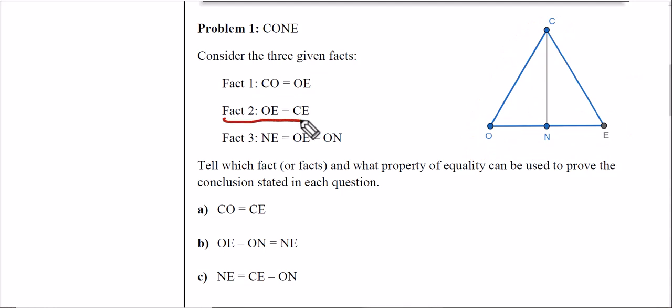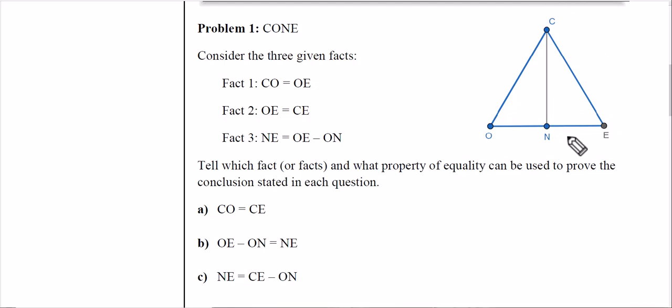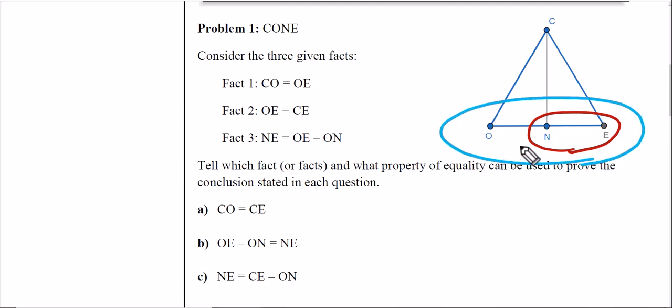Fact 2 is telling us that OE is the same length as CE. Okay? Now, you could think about relating fact 2 to fact 1, but we're not going to do that right now. We're just looking at fact 2, and it's that OE and CE are the same lengths. Fact 3 says that NE is the entire length minus the distance from here to here. So this almost should remind you a little bit of the segment addition postulate, which we're going to be using heavily in proofs.